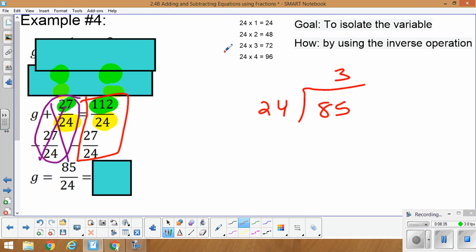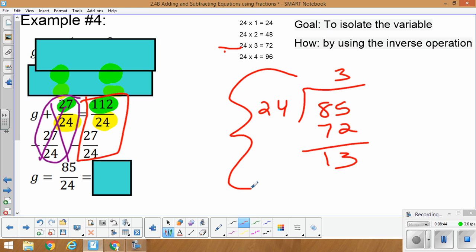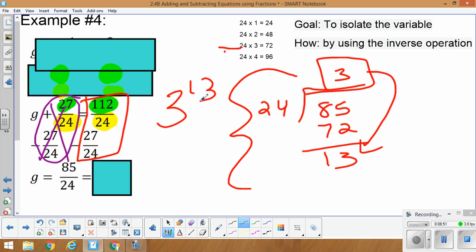Hopefully you see it goes in 3 times. 3 times 24 is 72. 13 left over. We're done. Okay, final answer, 24 goes into 85 3 whole times. How many left over? 13 out of 24.